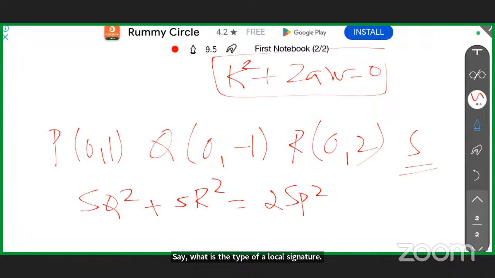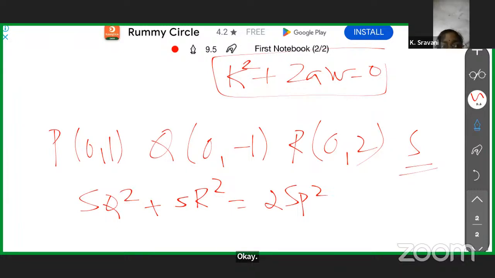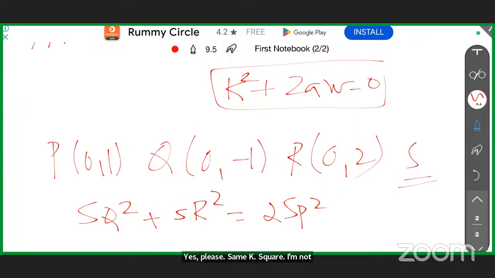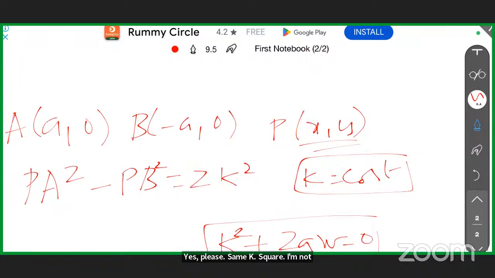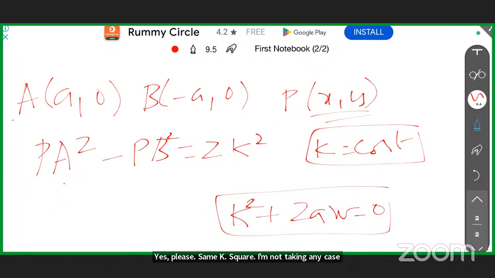Sir, I've gotten the answer. Yes, what is the answer? K square plus 2ax equal to 0. No, somewhere you have gone wrong. Sir, not this one, the above question. K square plus 2x is equal to 0. Okay, that is okay. Sir, can you say for the above question what we should take as k square? K square is the same k square. I have not taken any k square. What is given in the condition, same thing only. Nothing I am doing extra.